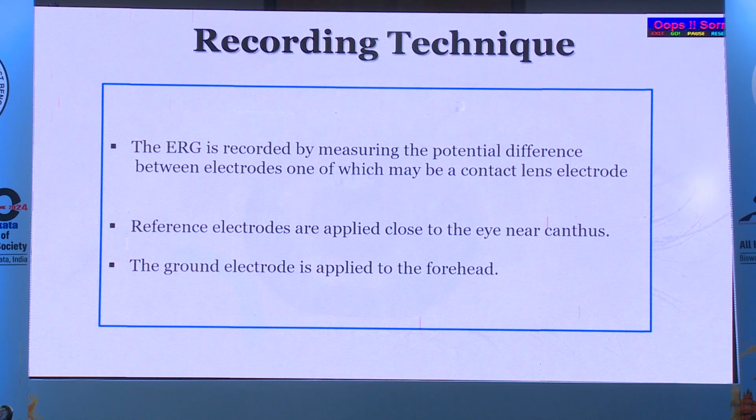The ERG is recorded by measuring the potential difference between electrodes, one of which may be a contact lens electrode. There is a reference electrode which is applied close to the eye near the canthus, and there is a ground electrode which is applied to the forehead.